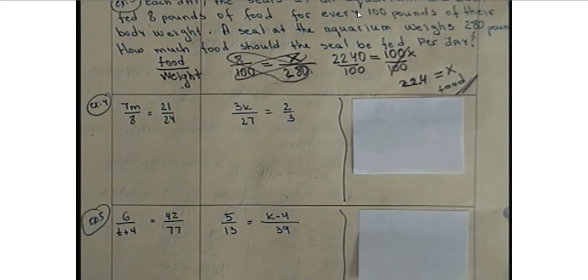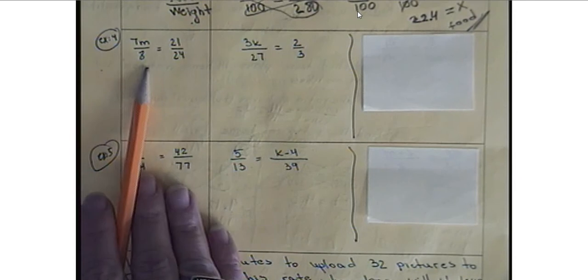If you work at a job where you have to do some of those calculations and comparisons, there is a method to do it and know certain things that you're looking for. So, example number 4. 7m over 8 is equal to 21 over 24.